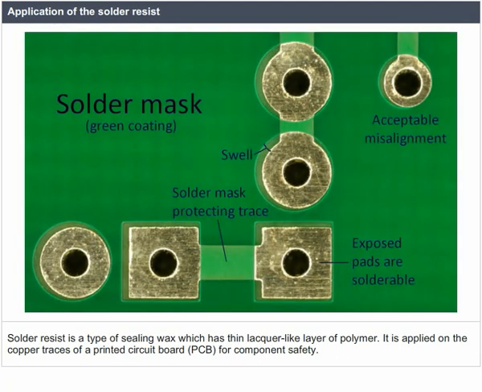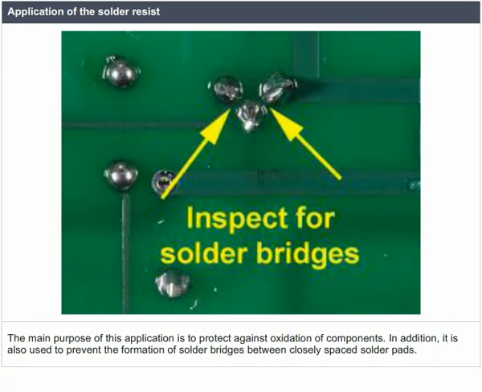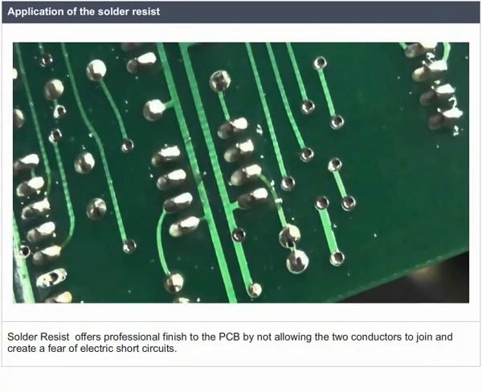Application of the solder resist. Solder resist is a type of sealing wax which has a thin lacquer-like layer of polymer. It is applied on the copper traces of a printed circuit board for component safety. The main purpose of this application is to protect against oxidation of components. In addition, it is also used to prevent the formation of solder bridges between closely spaced solder pads. Solder resist offers a professional finish to the PCB by not allowing the two conductors to join and create a fear of electric short circuits.